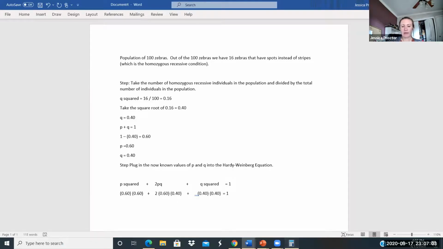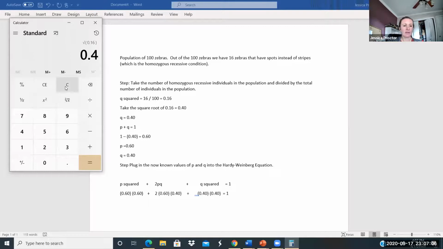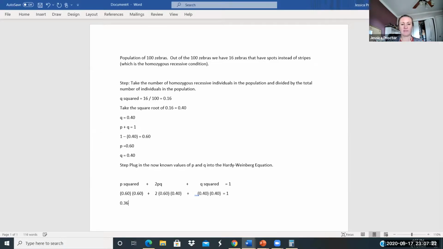Okay, so once we have it all set up like that, once we've plugged in our values of P and Q into the Hardy-Weinberg, we just do our math. So 0.60 multiplied by 0.60, that's the P squared portion, which represents the homozygous dominant genotype. So that's 0.36, and we're talking zebras, so 0.36 is the frequency of the homozygous dominant genotype for zebras. If we want to turn that into a percentage, we move our decimal 2 places. 36% of the zebras in this population are homozygous dominant.